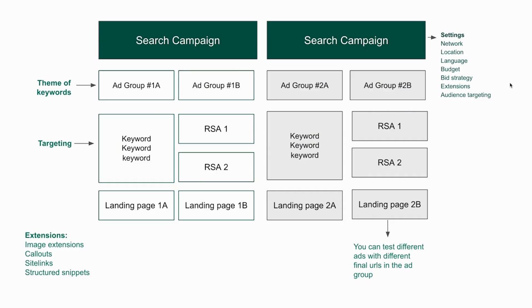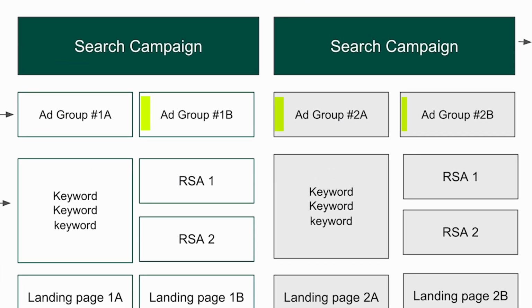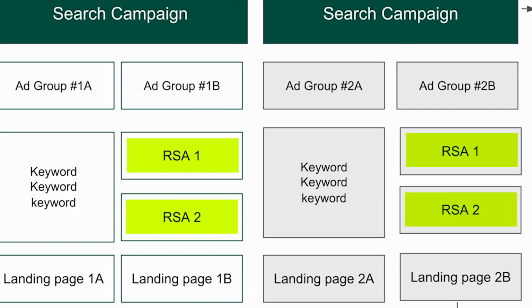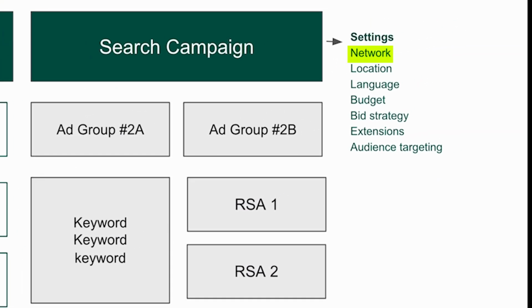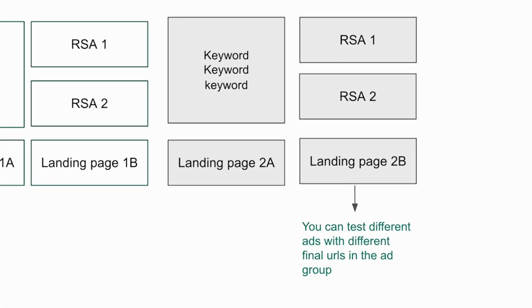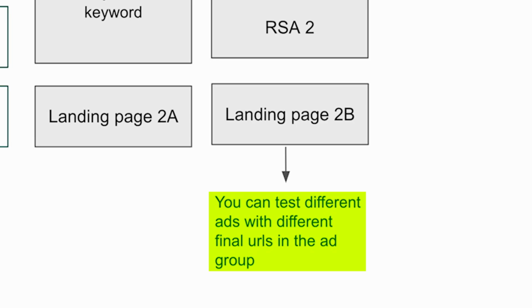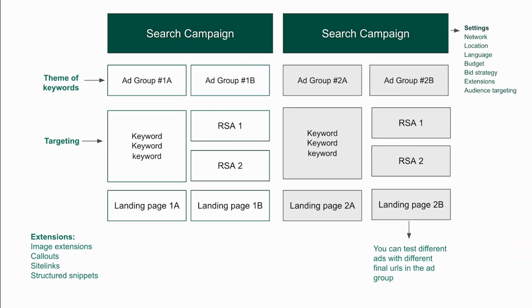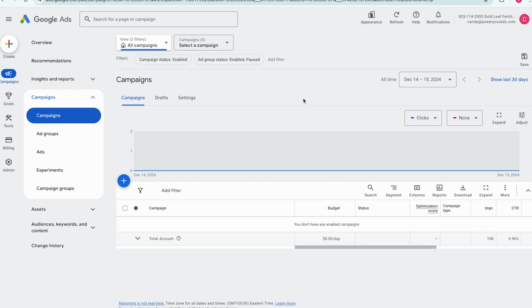Before we jump in, I want to quickly talk about the structure of a campaign. So we have our campaign, and inside the campaign, we have ad groups, which group keywords by theme. Then we have our keywords, which is our targeting, responsive search ads, as well as the landing pages. Now, things like your network, location, language, budget, and bid strategy are selected at the campaign level. You can test different ads with different final URLs within one ad group. And extensions are a great way to improve your ad rank and ad quality, so I highly recommend that you take advantage of them. Okay, so now that we understand how the campaign setup works, I'm going to go ahead and create my first campaign.